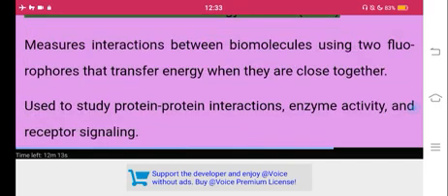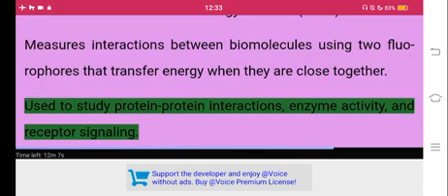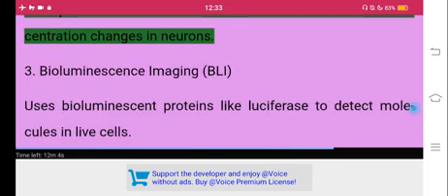2. Fluorescence resonance energy transfer (FRET). Measures interactions between biomolecules using two fluorophores that transfer energy when they are close together. Used to study protein-protein interactions, enzyme activity, and receptor signaling. Example: FRET-based calcium sensors detect calcium ion concentration changes in neurons.